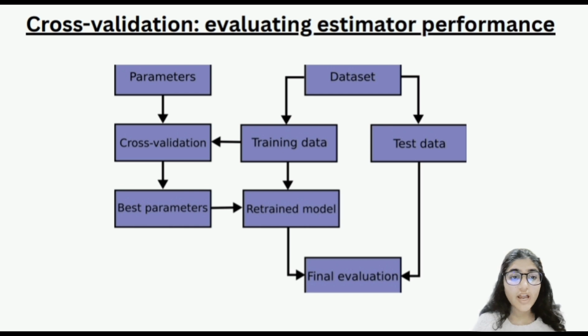Now you can look at this flowchart to see how the parameters are put into cross validation. The best parameters are checked and the model is retrained, then sent for the final evaluation. And the data set is split into training data and test data, and then it is sent for final evaluation.